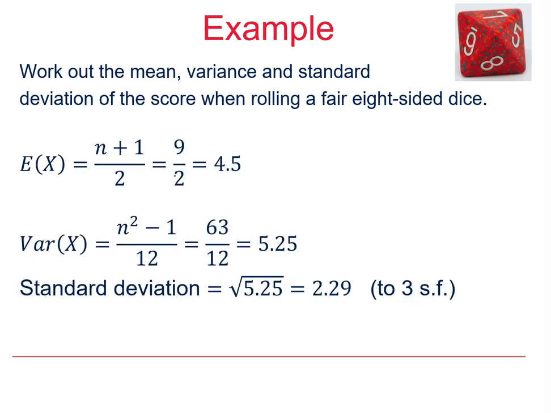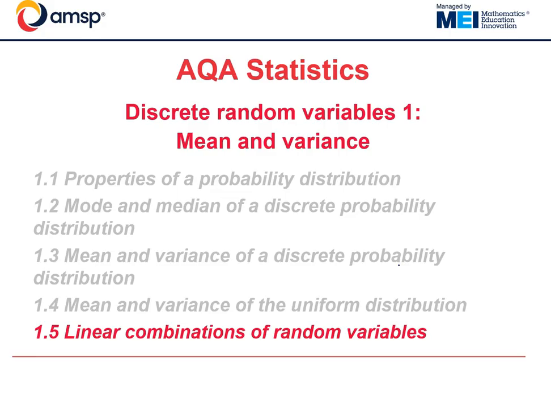So if we look at those standard results, the mean is n plus 1 over 2, so 8 plus 1 over 2, which is 4.5. And the standard result for the variance, n squared minus 1 over 12, so that would be 64 minus 1, 63 over 12, or 5.25. And remember that the standard deviation is the square root of the variance, so that would give 2.29 to 3 significant figures. And that concludes this fourth in the series.